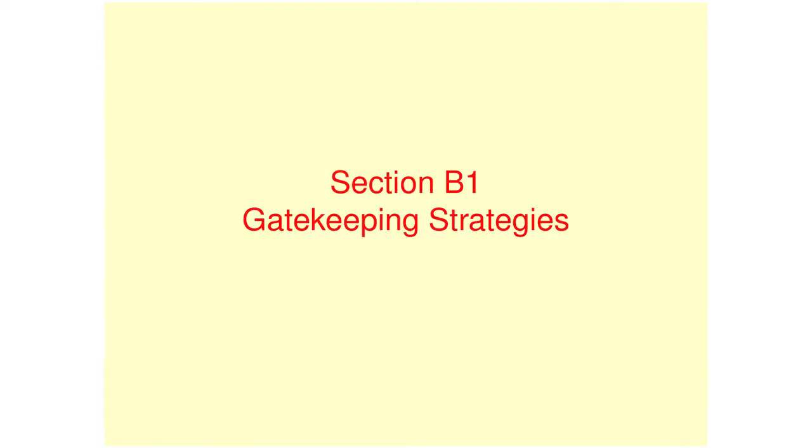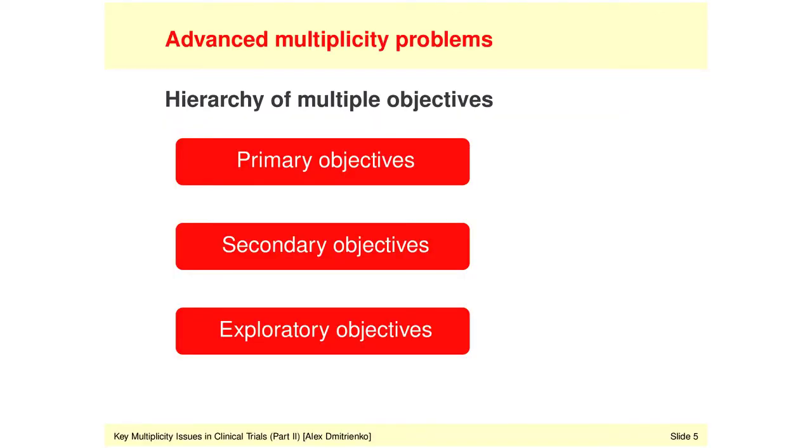Section B1, Gatekeeping Strategies. In very general terms, gatekeeping strategies are employed in advanced multiplicity problems that we encounter in confirmatory trials with several families of clinical objectives. This slide displays a typical hierarchy of multiple objectives in a confirmatory trial, and most of the time when we deal with confirmatory phase 3 trials, we discuss the process of grouping those objectives into the three categories that are displayed on the slide using orange boxes.